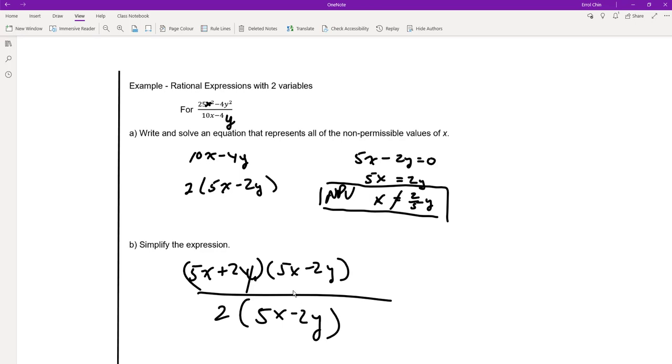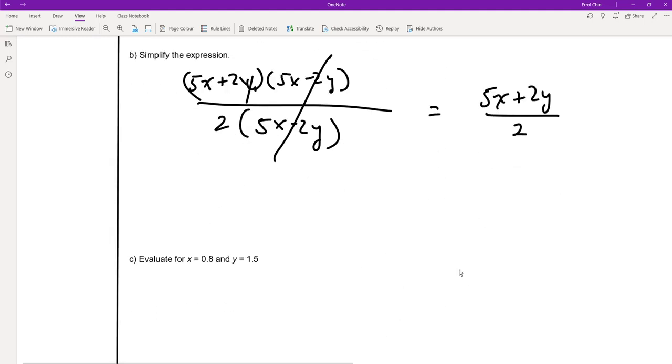And hey, what do we notice? We have a factor, 5x minus 2y, and another factor, 5x minus 2y. They can cancel out. And yes, we can still simplify. 5x plus 2y is the only thing left in the numerator, and the denominator is 2. But don't forget, even though we've eliminated one of the factors due to simplification, the non-permissible value is still x can never be allowed to equal 2 over 5y.